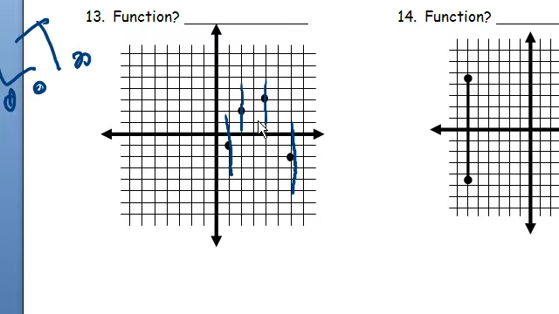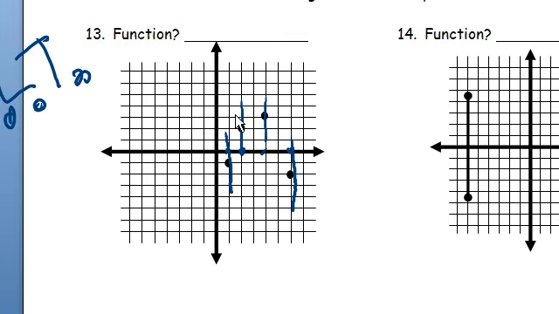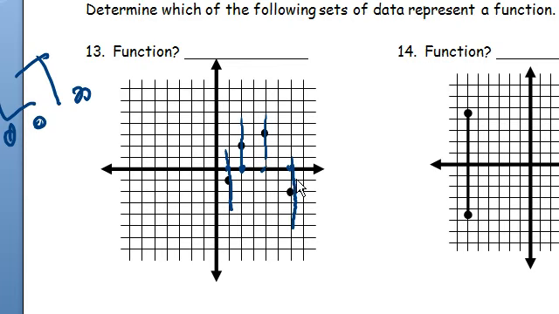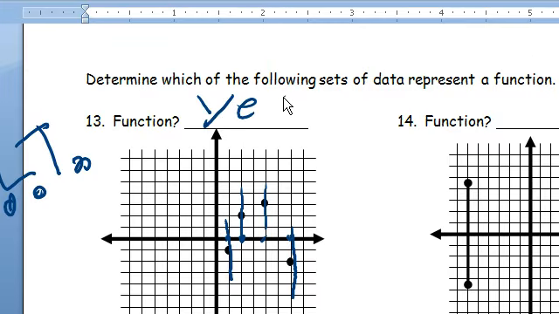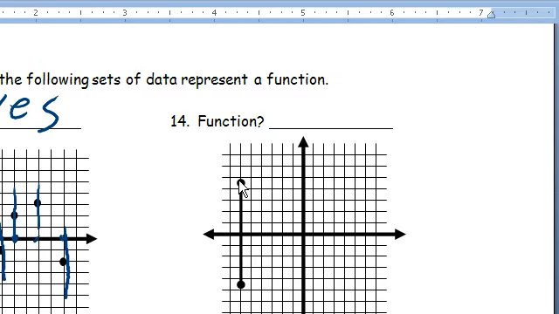Tell me, do any of these x values repeat? Every single y has a unique x value. They all have unique x values. So we see that no, none of them repeat. We're able to draw a vertical line through our function, and it intersects the function at one and only one point. So is this a function? Yes. Is this a function?